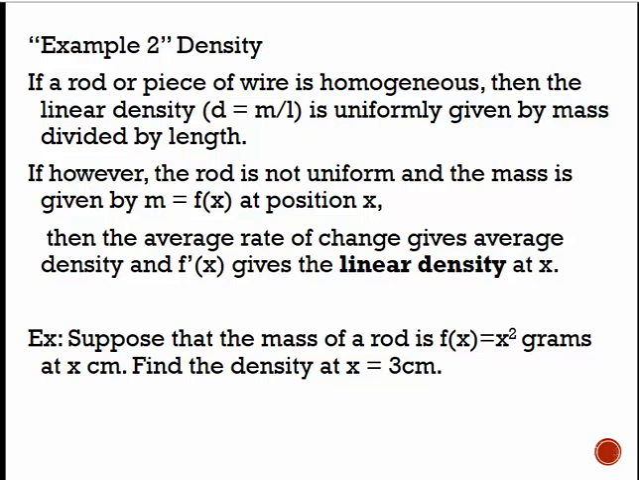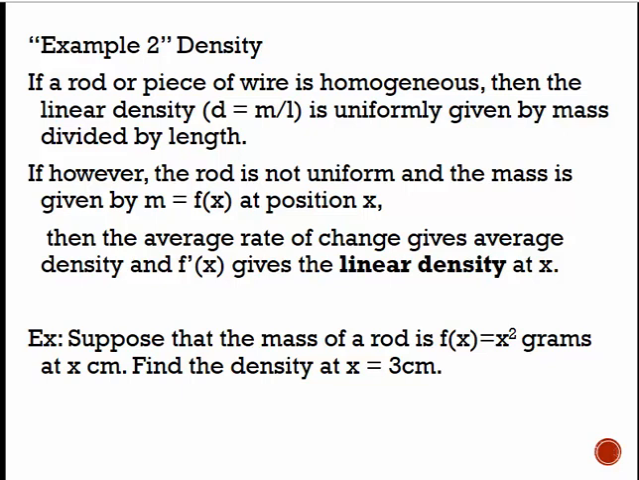And that could be uniform, but often the mass might change as you move along the object. So we talk about the linear density. The derivative gives us the linear density, the rate of change in mass divided by length. So suppose the mass of a rod is given by a function x squared grams at x centimeters. Find the density at 3 centimeters.